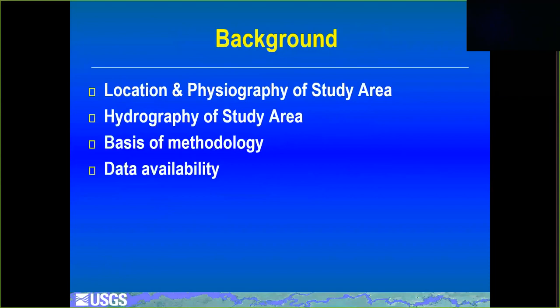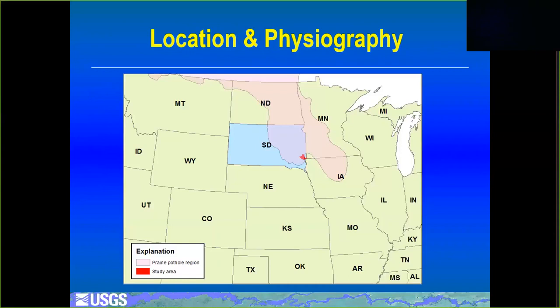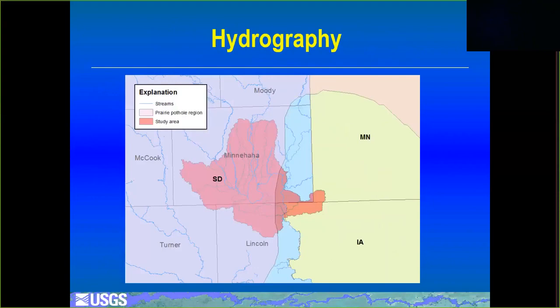So, a little bit of background on the project specific to South Dakota. I'll go over the location of the study area and the physiography there, the hydrography there, the basis for the methodology, and then what we had going into it for data. You can see the study area is that little red polygon near the southeast corner of South Dakota, and that pink shaded area is the prairie pothole region. Our study area is on the edge of the prairie pothole region, and that's characterized by poorly developed drainage.